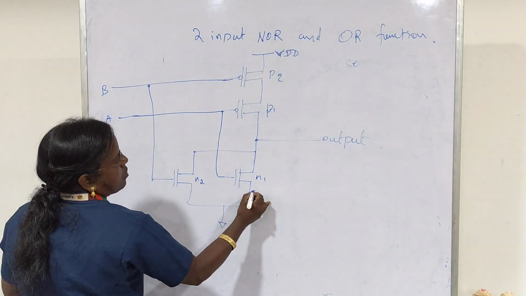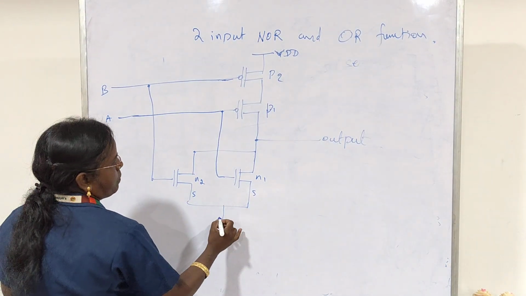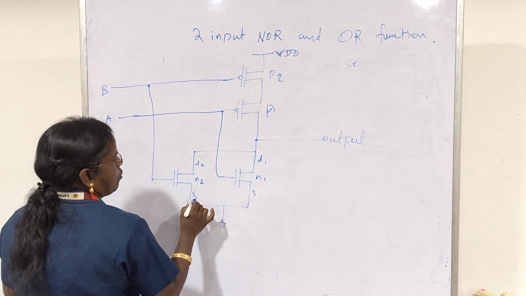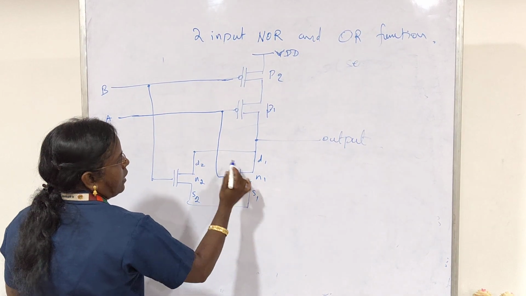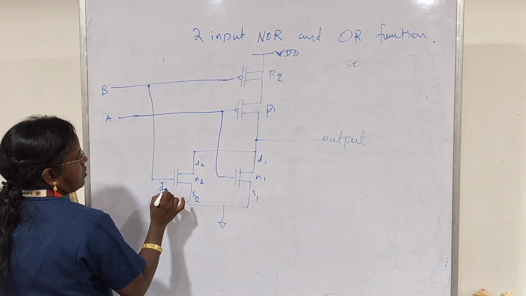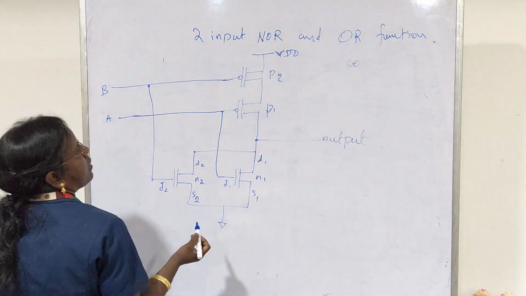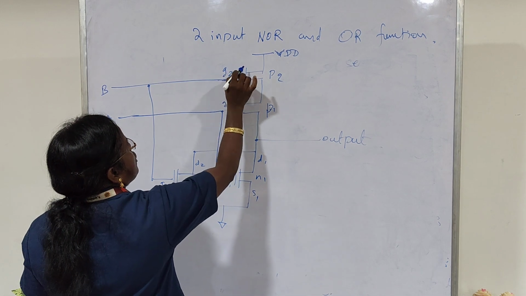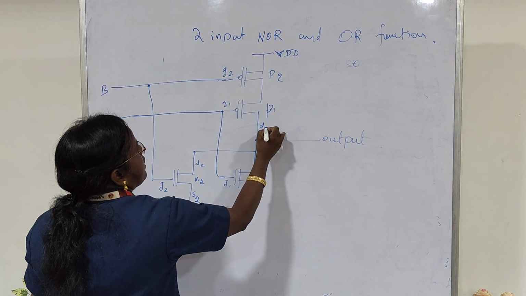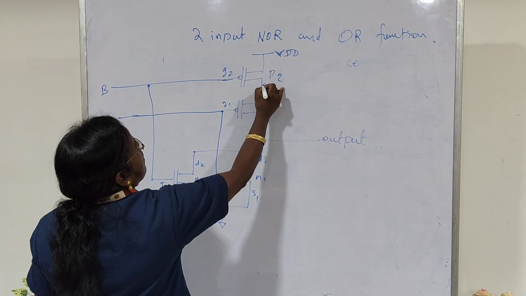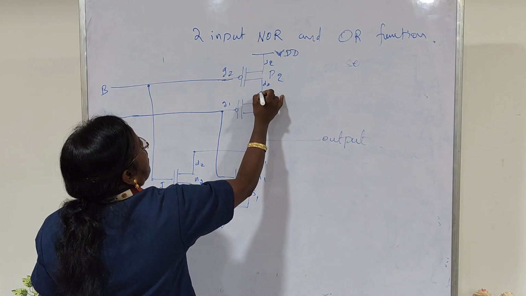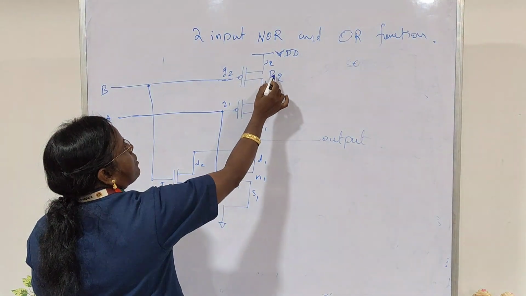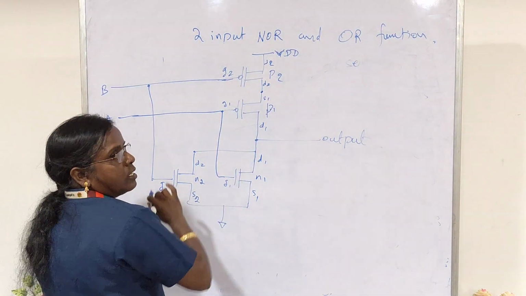So the source terminals of N1 and N2 should be connected together. The drain terminals of N1 and N2 must be connected together in parallel configuration. These are the gates G1, G2 of the NMOS transistors. For the PMOS, this is G1, this is G2 gate terminal, and this is drain 1, source 1, drain 2, source 2. So the source of P1 and the drain of P2 should be connected together in series connection.